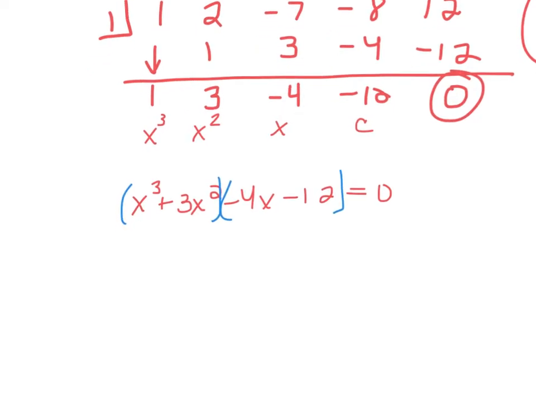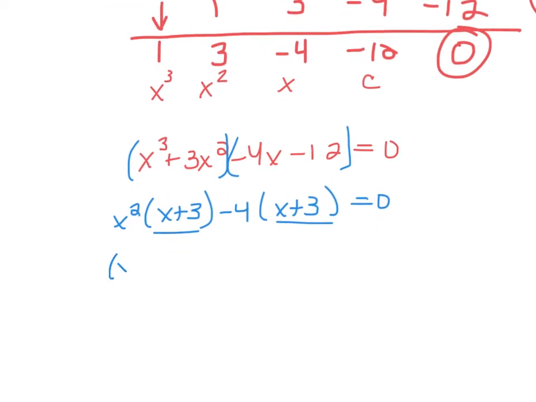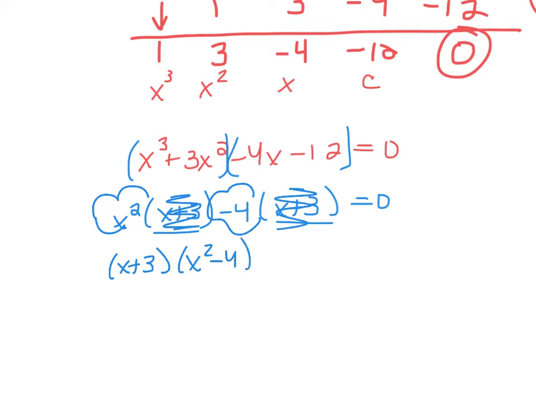What can I take out of x cubed and x squared? Okay, take out that x squared and I'm left with x plus 3. Good. What can I take out of negative 4x and negative 12? Negative 4, good, and I'm left with x plus 3. So do you guys see this groups nicely because I now have a common binomial. We take that out in front, x plus 3, and then whatever is left over gets its own parentheses. So I have x squared minus 4.